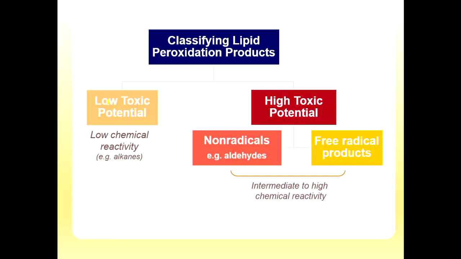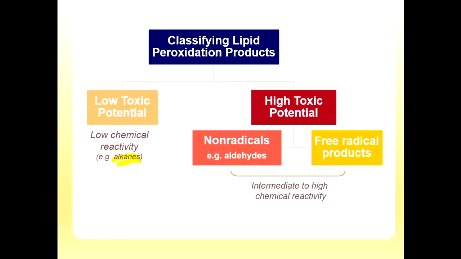Okay, so when you look at lipid peroxidation products, it literally produces hundreds of different chemical substances. As you can imagine, if you've got a lipid membrane containing a whole variety of different lipids, then if you trigger lipid peroxidation, you're going to get lots of products being formed. Some of them are likely toxicologically relevant, others not so much. And so I want to firstly look at some of the low toxic potential products, and this is really because they don't have very high chemical reactivity, and this includes things like alkanes.